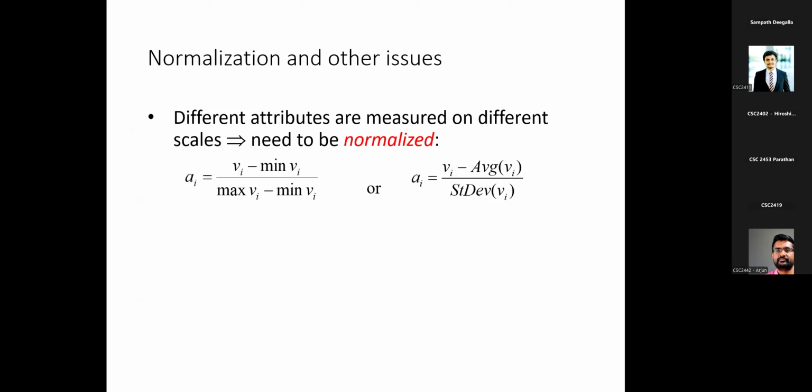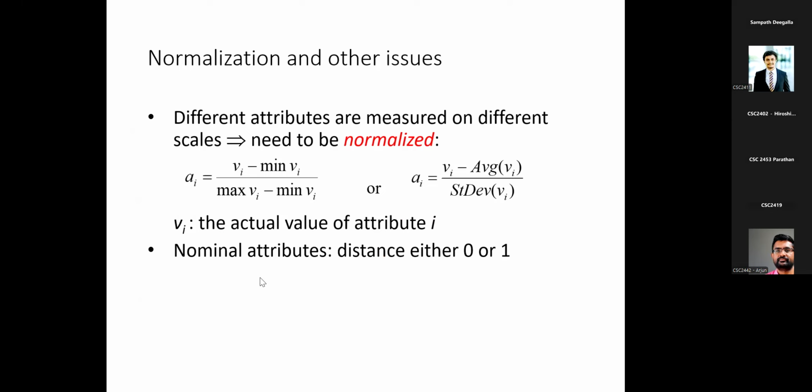There are 2 ways of normalizing. The first technique is you can subtract the minimum and divide by max minus min, so that the values will be between 0 and 1. The other one is you can subtract the mean value and then divide by the standard deviation. Both can be used to normalize the data.